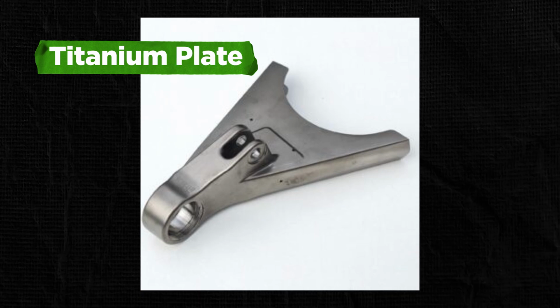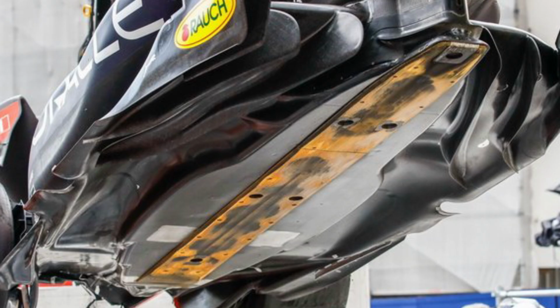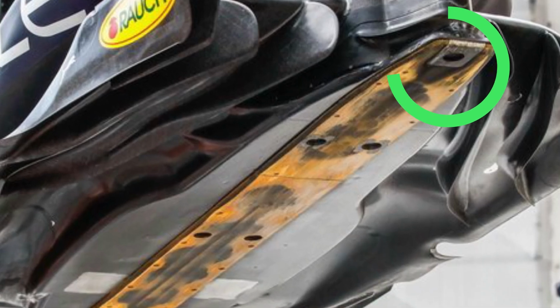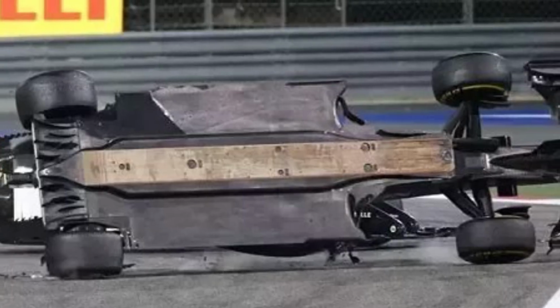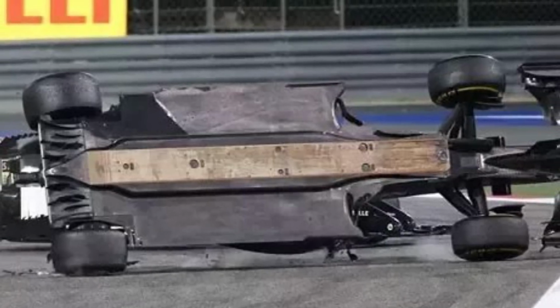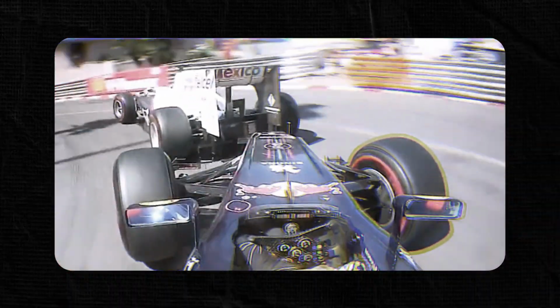They added titanium plates inside the plank, which send sparks flying when they touch the track. They choose specific places on the plank that are more likely to touch the track during a bottoming out. This leads to a slower degradation of the plank during races, which allows the teams to lower the car height a bit and achieve more downforce.